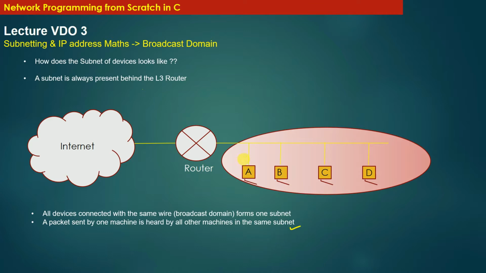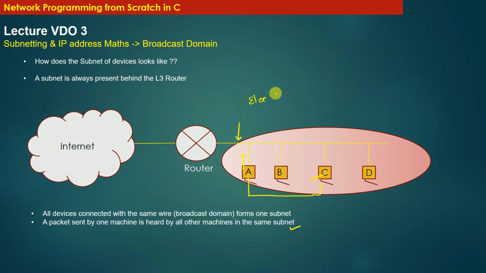Suppose one of the machines present in the same subnet places a packet on the wire, and let us say that the destination of this packet is machine C, which is present in the same subnet. So in this example, the communication is being carried out between machine A and machine C. Now if machine A places the packet on the wire, actually when the packet is placed on the wire, it means that machine A places electrical signals.